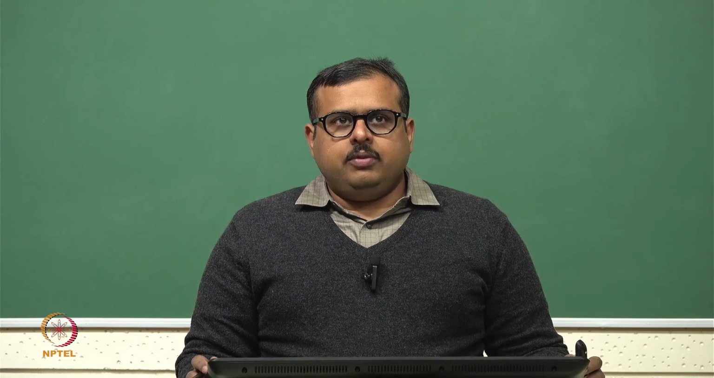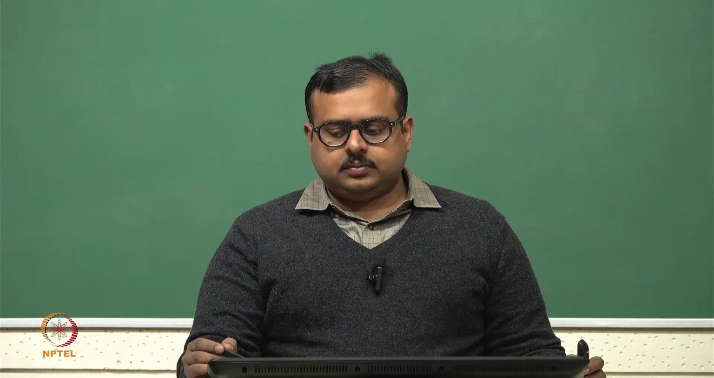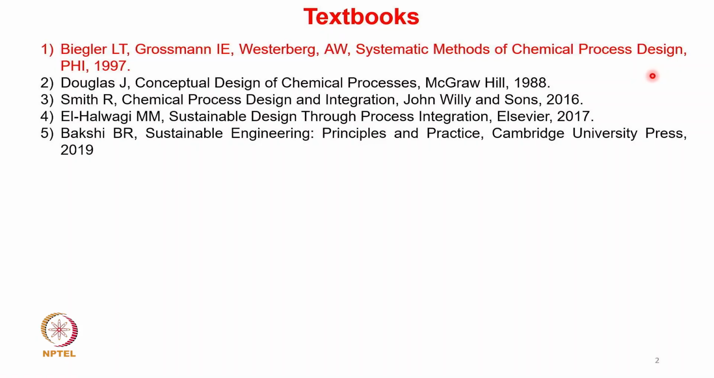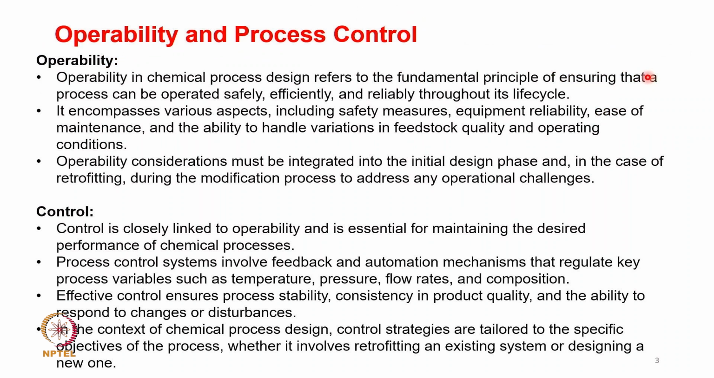So again, if we move on, the textbook that we always use for this particular topic is Wigler, Grossman and Westerberg, Systematic Methods of Chemical Process Design. We will start from where we stopped in the last class, where we were talking about how design, operability, process control and scheduling are related.